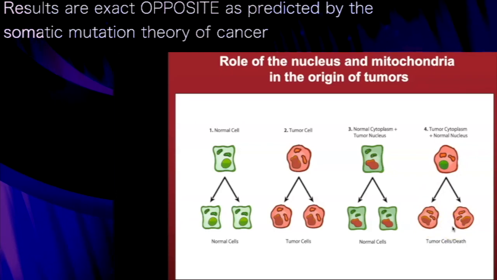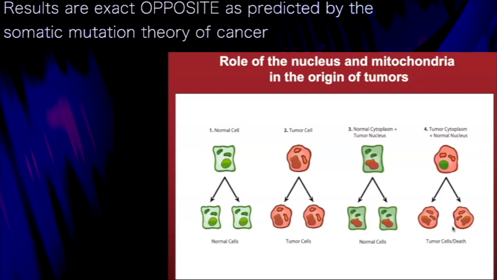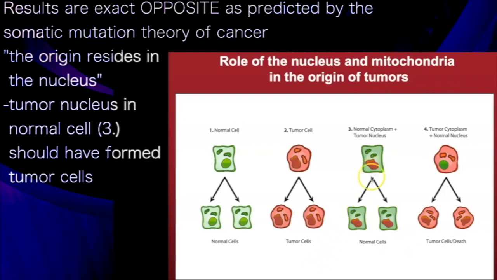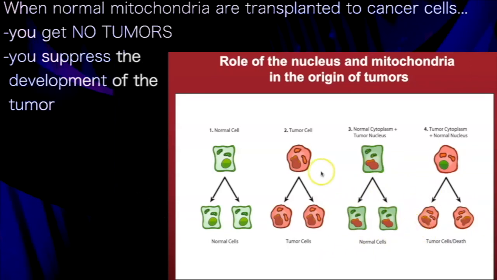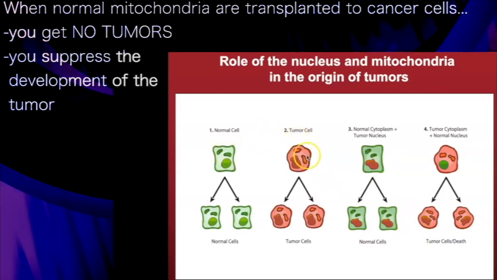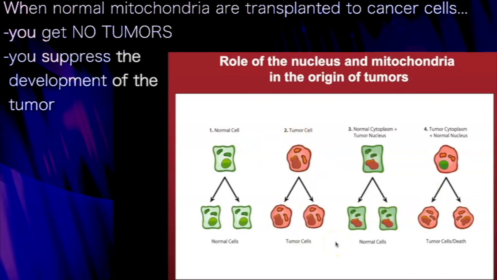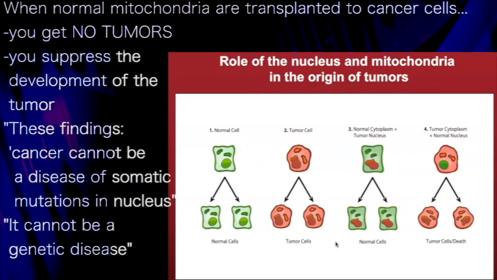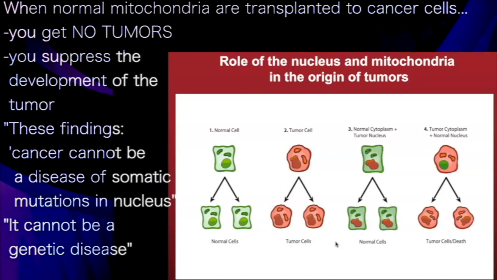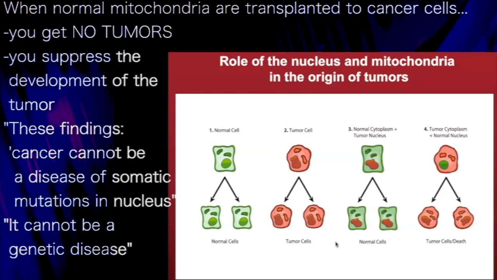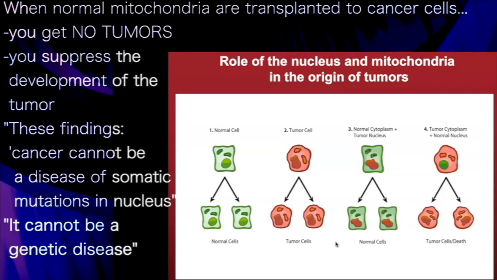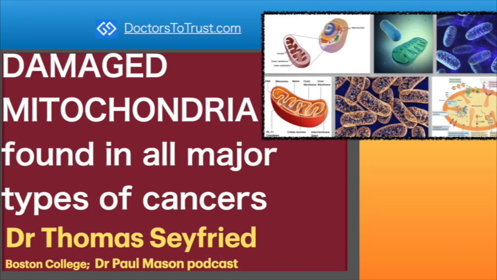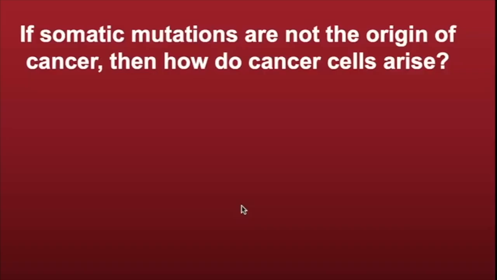These results are the exact opposite of the results predicted by the somatic mutation theory of cancer, which should have said that the origin resides in the nucleus. These should have formed tumors, and these should not have formed tumors. Also, when normal mitochondria are transplanted to cancer cells, you get no tumors. You can suppress the development of the tumor. These findings viewed together provide the strongest evidence to date that cancer cannot be a disease of somatic mutations in the nucleus. This information, together with the previous information that I just presented, provides overwhelming evidence that the disease cannot be a genetic disease. So if somatic mutations are not the origin of cancer, how do we get cancer?